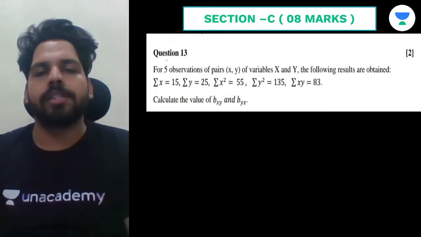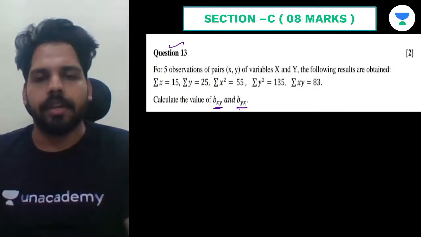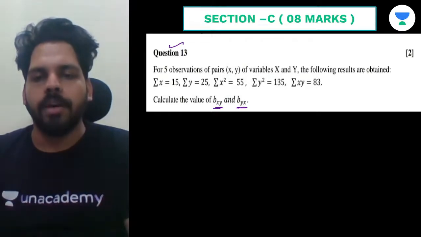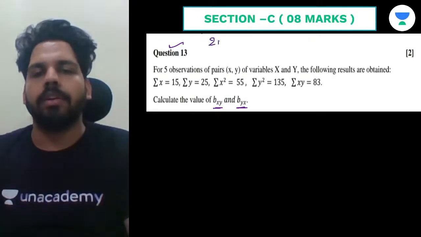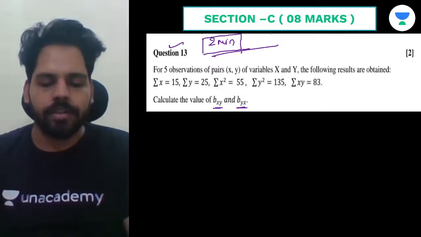Okay, let's talk about this question now. They are asking b of xy and b of yx, both, right? So here also this question can be done by using the formula. I hope you already know the formula. I'm giving you 2 minutes to take out the value. Otherwise, I'll help you out. Try by yourself.